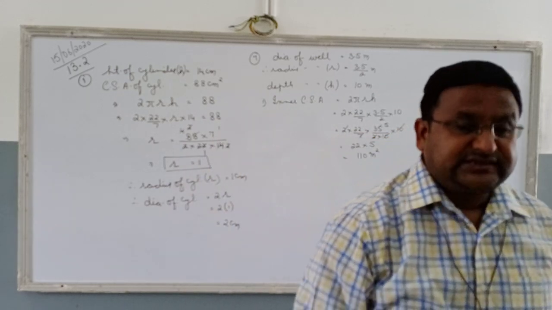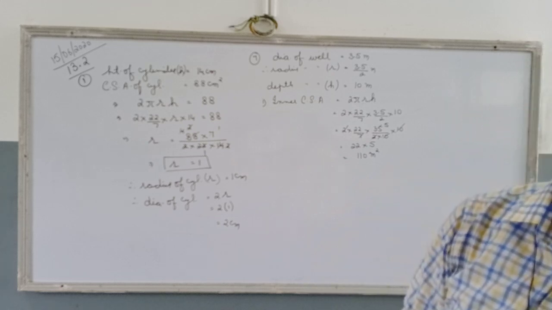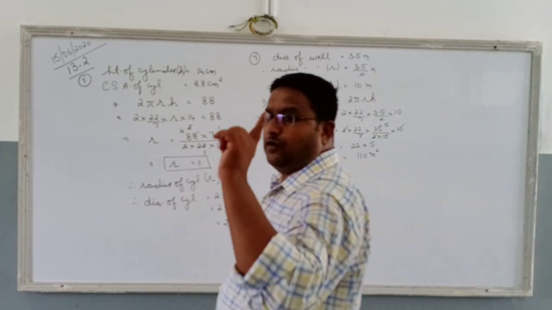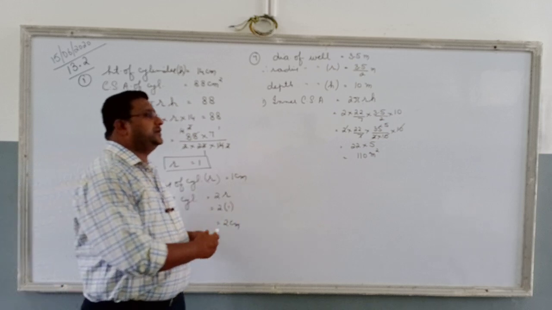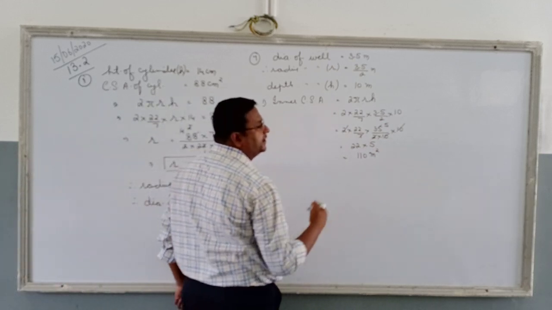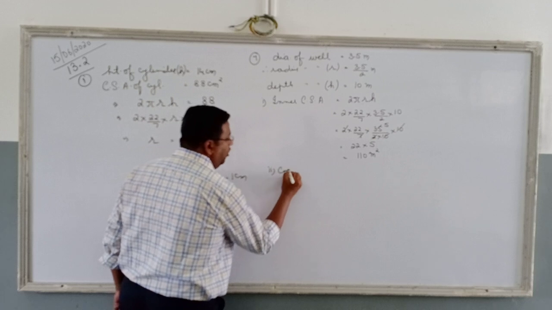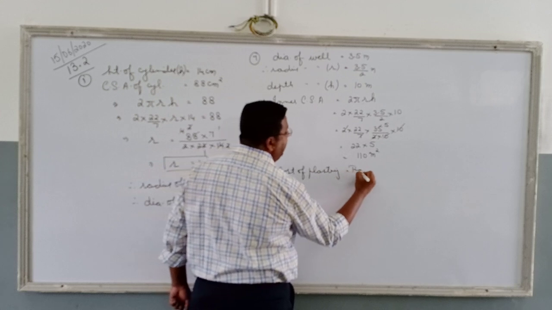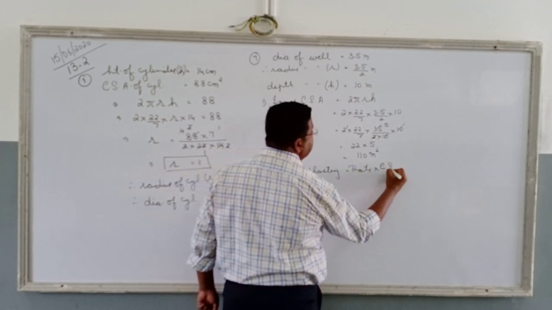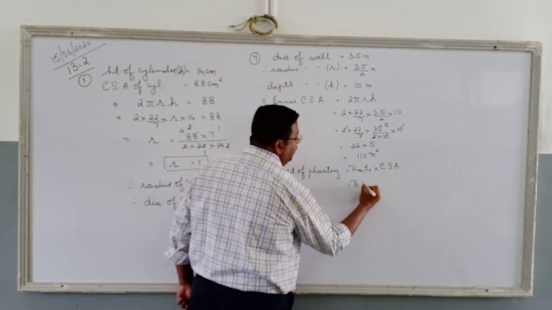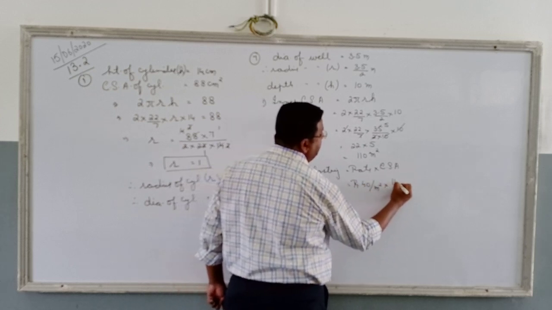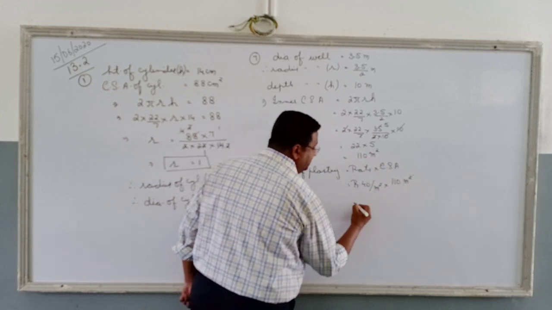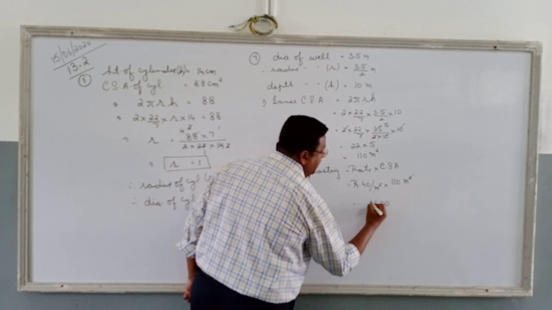Now in the second part, what does he say? He says find the cost of plastering this curved surface area at the rate of 40 per meter square. For 1 meter square, what is the cost? 40 rupees. So simple, inner curved surface area multiplied by the cost. Second part, cost of plastering is equal to rate multiplied by curved surface area. So rate is rupees 40 per meter square multiplied by inner curved surface area 110 meter square. Meter square calculated, cancelled. So 4 into 11, 4400 rupees.